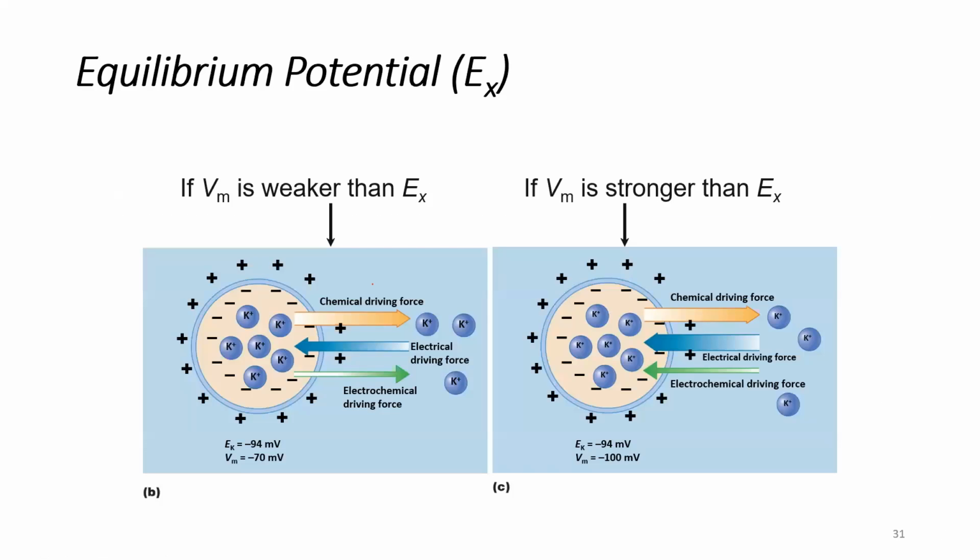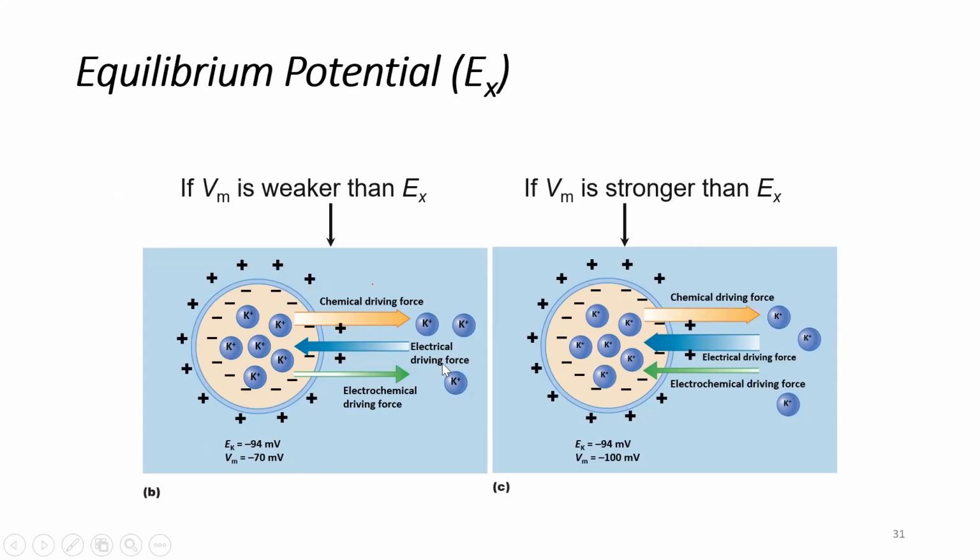Okay. And so if we look at this scenario here, this is a really good example of looking at that relationship. So on the left, what we see is the membrane potential is weaker or smaller than the equilibrium potential. We can also see that at the bottom here, the equilibrium potential for potassium we described as being -94. The membrane potential for a resting cell is -70. And so looking at these two values, we know that the equilibrium potential is the bigger value here. In other words, the chemical driving force is the stronger force. And so the chemical driving force is moving potassium out of the cell.